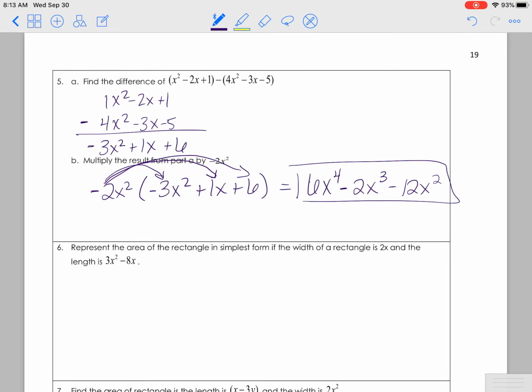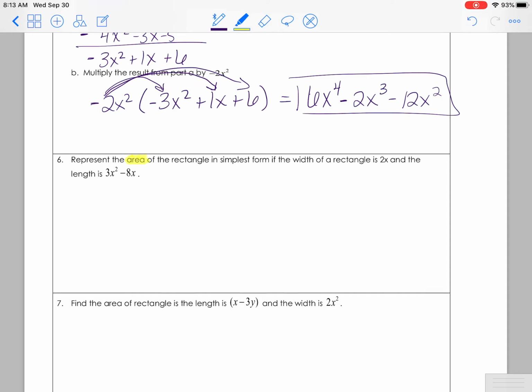All right, number 6. Represent the area of the rectangle in simplest form. If the width of the rectangle is 2x and the length is 3x squared minus 8x. So the word you got to watch out for here is area. You got to know what area means. Well, I know in a rectangle, area is equal to the length times the width. They said that the length is 3x squared minus 8x. And then they told us that the width is 2x.